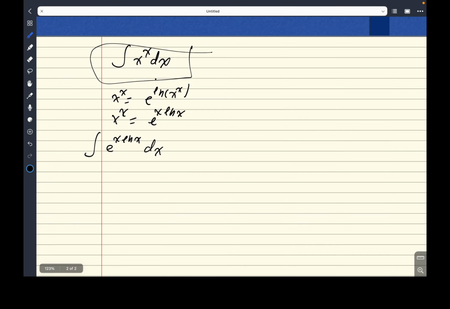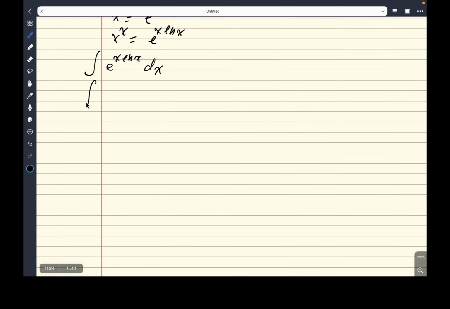Let's remind ourselves of the Maclaurin expansion for e to the power of u, which is the sum from n equals 0 to infinity of u to the n over n factorial. If I write this in this form, I'm going to get the sum from n equals 0 to infinity of (x ln x) to the power of n over n factorial dx.